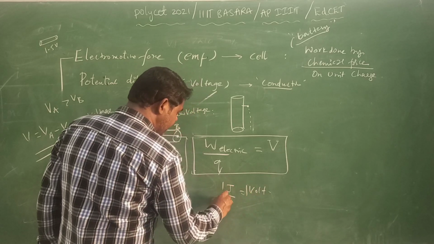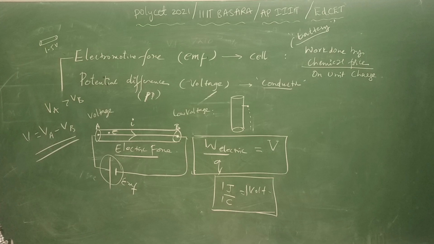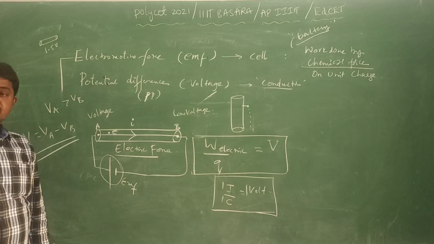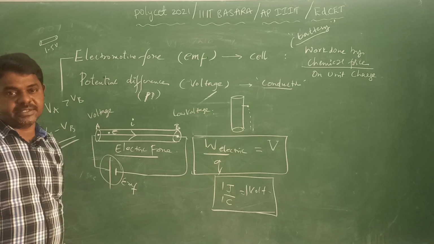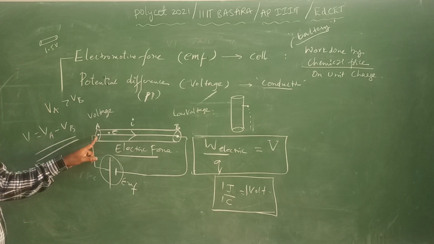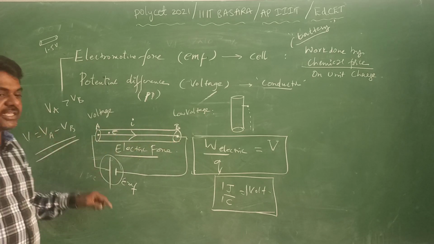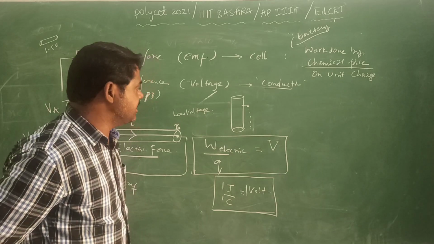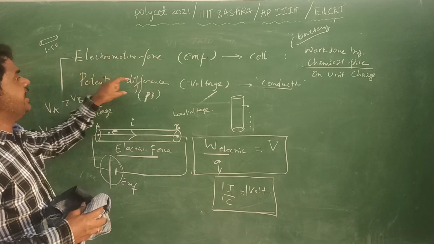So 1 volt is equal to 1 joule by 1 coulomb. Unit is same for electromotive force and potential difference. The unit is the same, but these two are different quantities, right? So this is about the potential difference. Here this is at high potential, low potential, current flows from high potential to low potential. So VA minus VB is the potential difference, right? So this is the difference between electromotive force and potential difference.